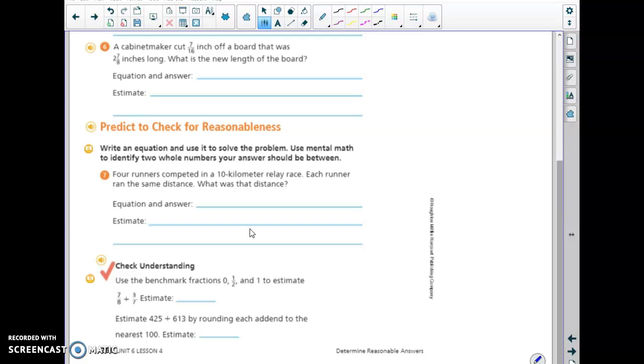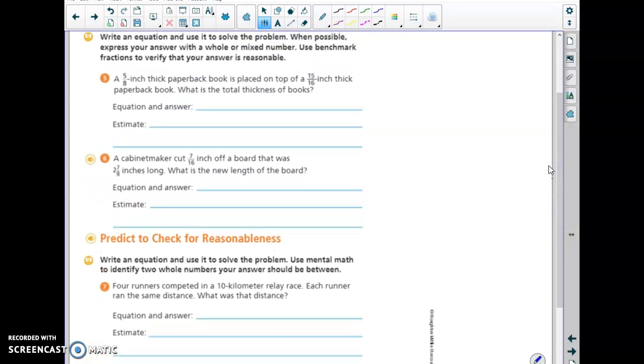All right, I think we've got time for another problem in our textbook. On page 266, we're going to drop down and do number 7. We've got to write an equation, solve it, and then estimate it. I'm sorry, back up. We're going to do number 6. I wanted another one with fractions. So number 6, we're going to do the same thing. We're going to solve it, and then we're going to estimate.